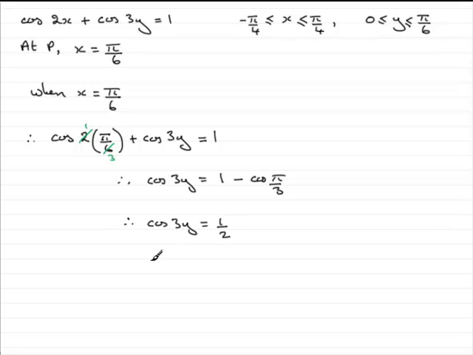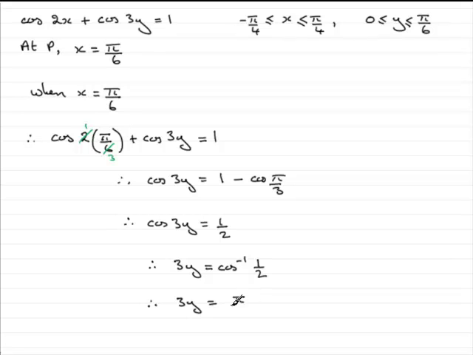So if we inverse cos both sides, we've got 3y equals the inverse cos of a half, and when we inverse cos a half, there's going to be a lot of answers, in theory anyway. The inverse cos of a half, if you did it on your calculator in degrees mode, is 60 degrees, but we've got to work in radians, so the exact value would be pi over 3.